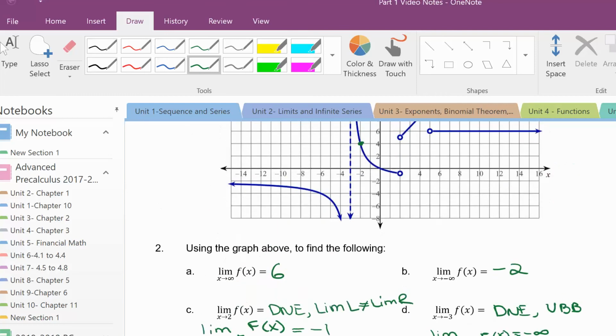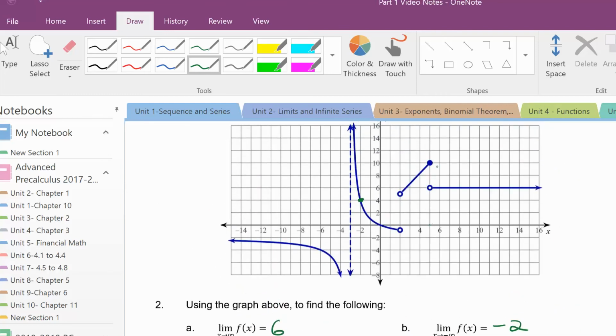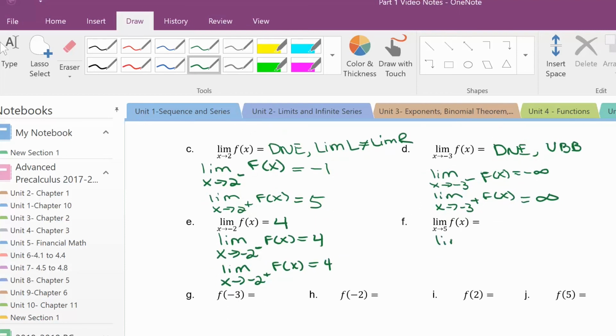As it approaches 5, notice 5 is right here. From the left, it goes to 10. From the right, it goes to 6. Therefore, in this case, the limit does not exist because the limit from the left does not equal the limit from the right.